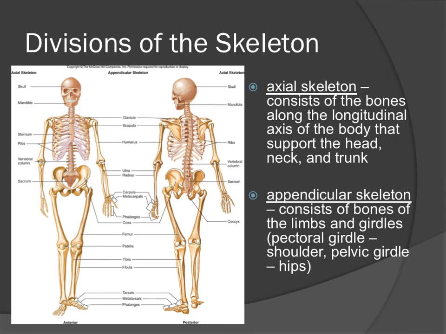Divisions of the skeleton. So you have the axial skeleton and you have the appendicular skeleton. So the axial skeleton, that's the main part of the body you can see there. It consists of the bones along the longitudinal axis of the body that support the head, the neck, and the trunk. You've got the appendicular skeleton here. That's more of your arms, your legs, your clavicle, your scapula, and your hips. This consists of bones of the limbs and the girdles.